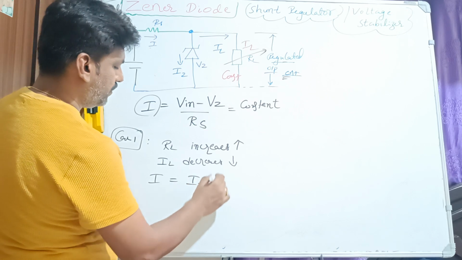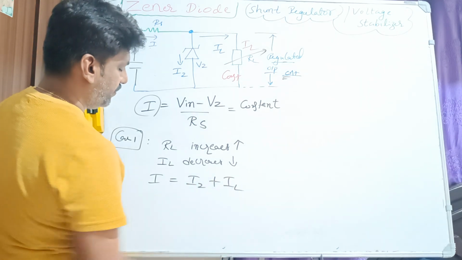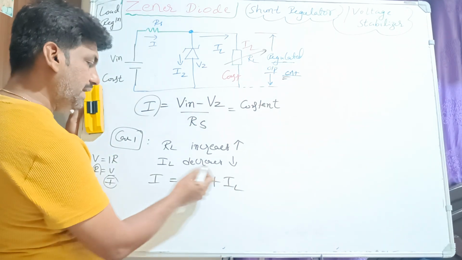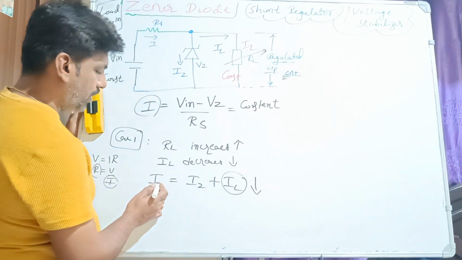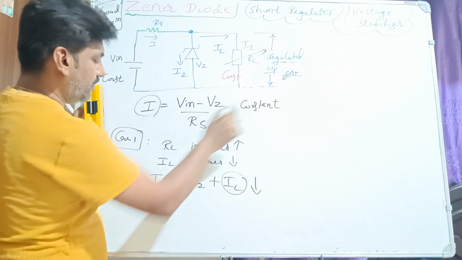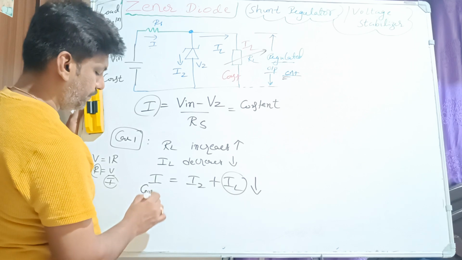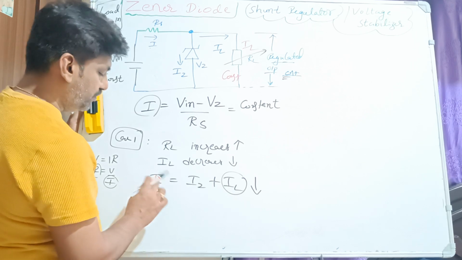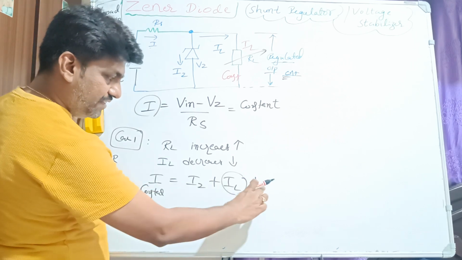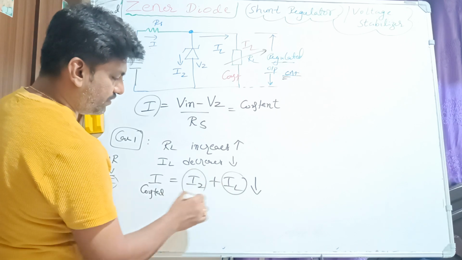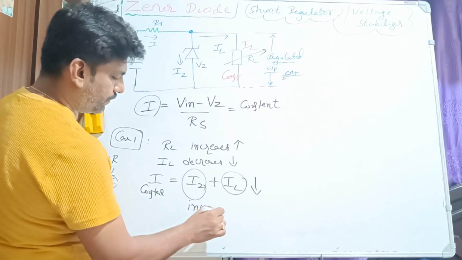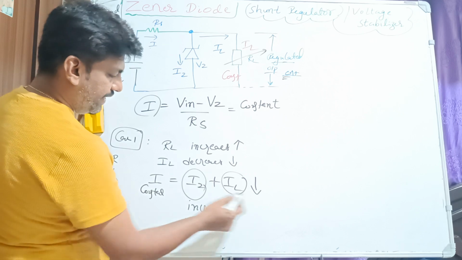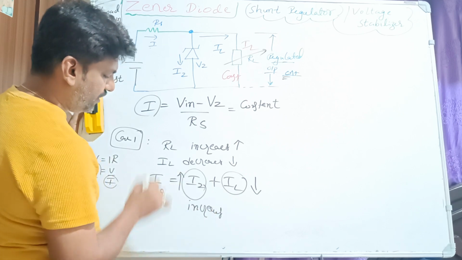I will take the help of the known equation, I is equal to Iz plus IL. This is the equation we know. We know that IL decreases, and what about this I? I is constant. So this should be constant. This is decreasing, so what should this be? This should increase. Increasing, decreasing, so that it is going to be constant.